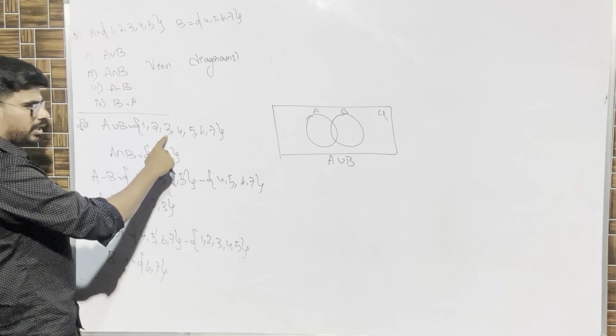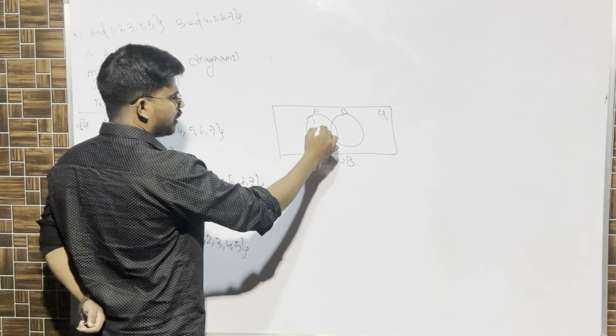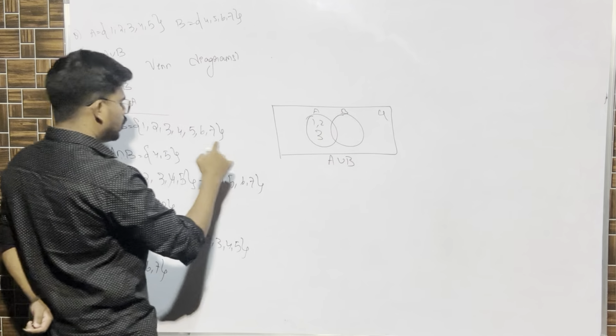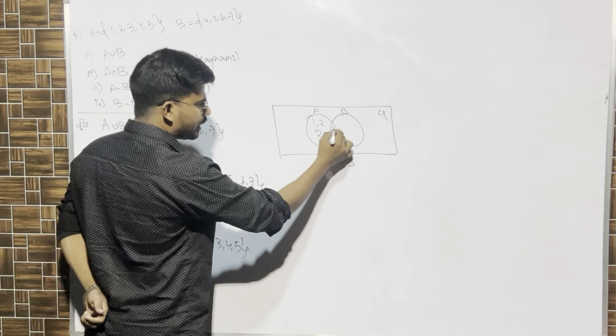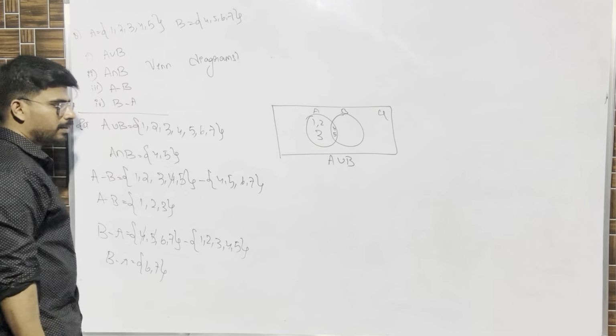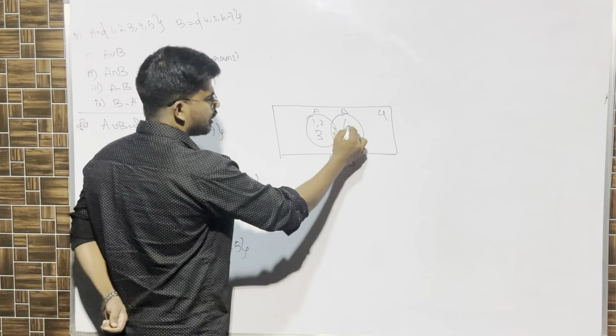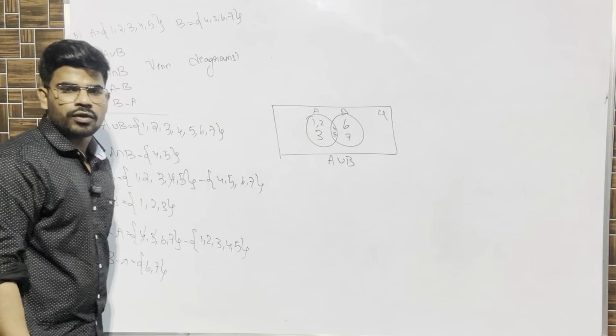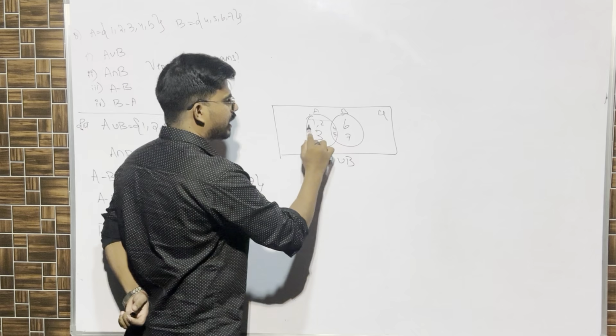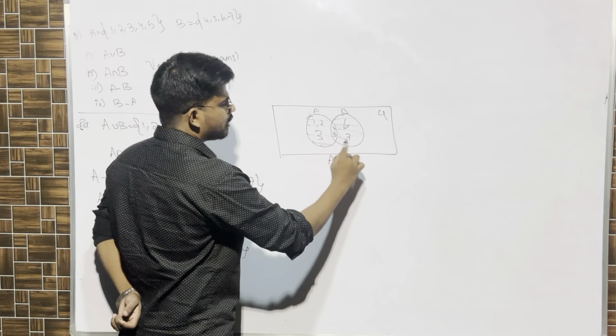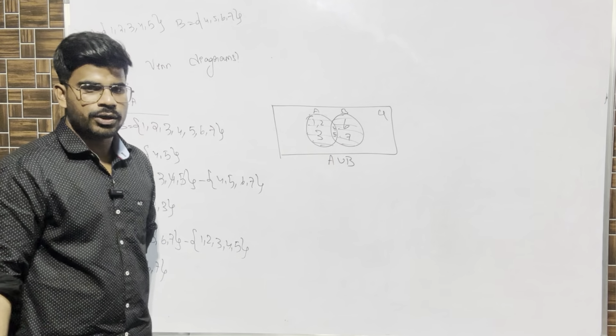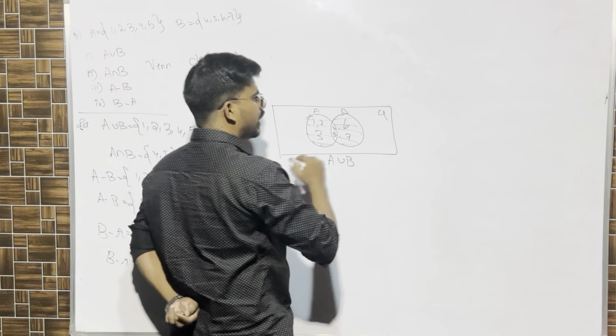1, 2, 3 is there in set A. 4, 5 is there in both the sets, so write 4, 5 in the common area. 6, 7 is there in B. In case of union, you have to shade the entire circle. Both the circles you have to shade. This is the Venn diagram for A union B.